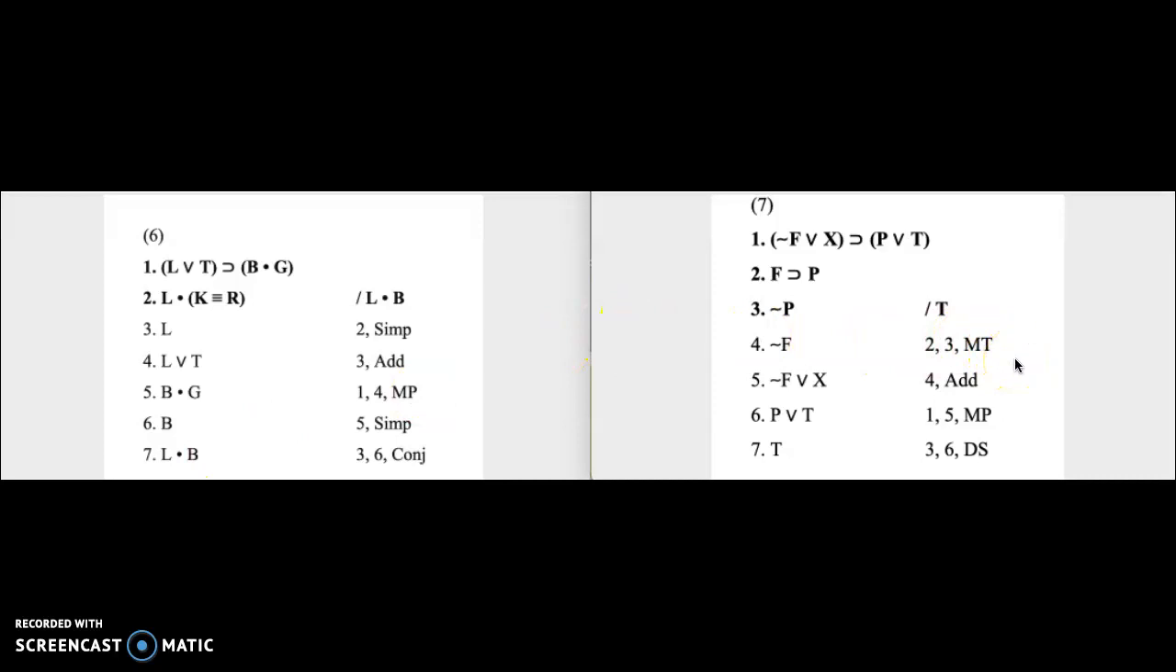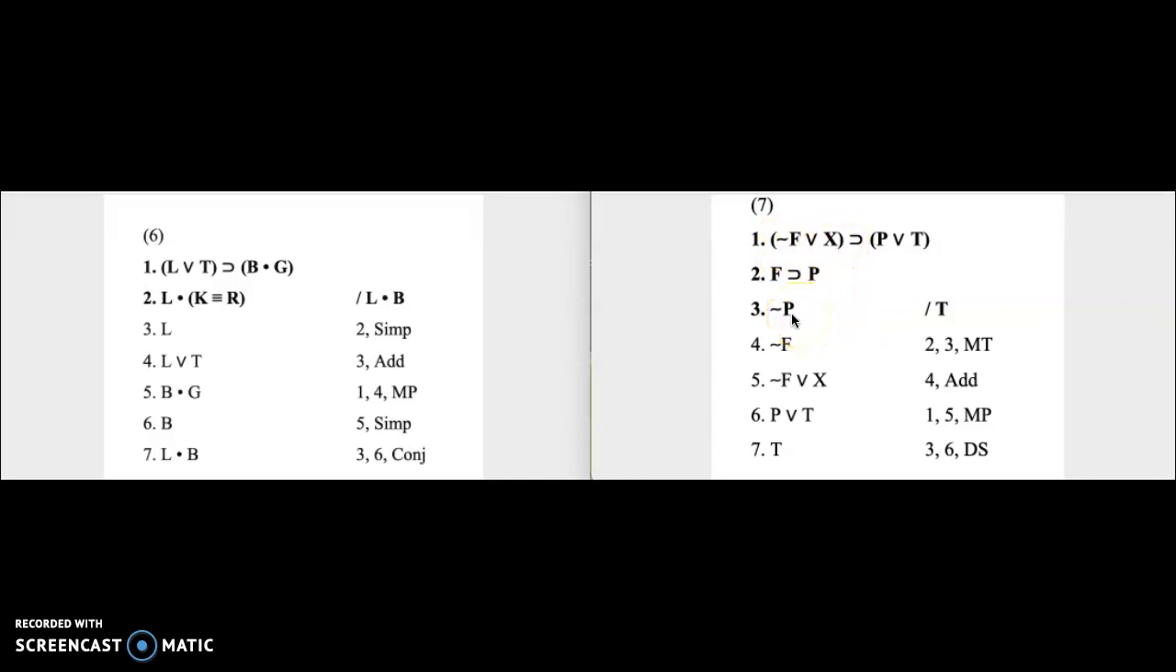Okay, and then number 7, it's just T. So we go to the premises and we find out where T is, and T is right here. And it's a very similar situation to what we had over here because the main operator is a horseshoe. So that means we need this antecedent so we can then pull out the consequent. So we want to ultimately use modus ponens. But in order to get there, we're going to need this not F so we can add the X on.